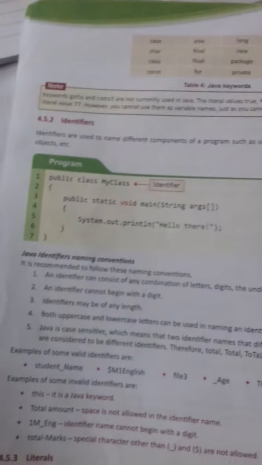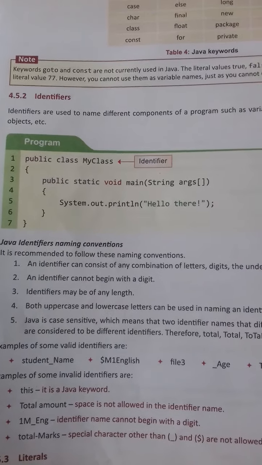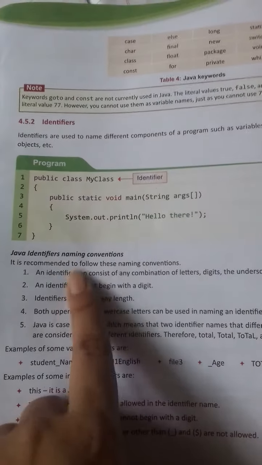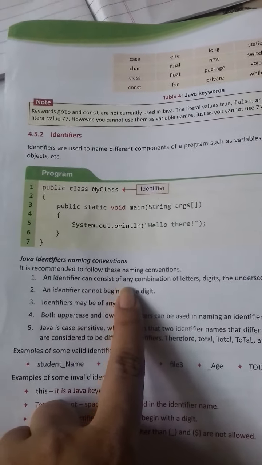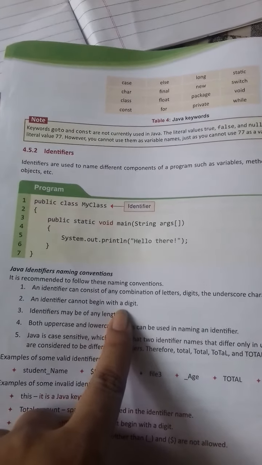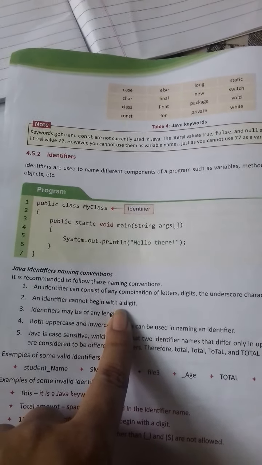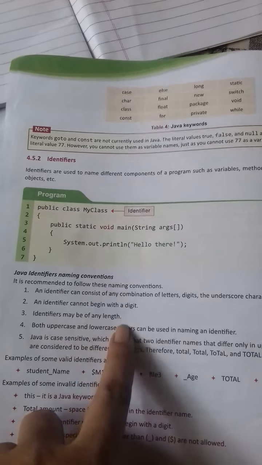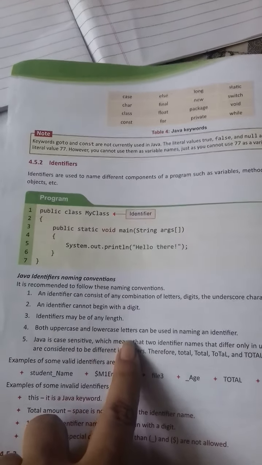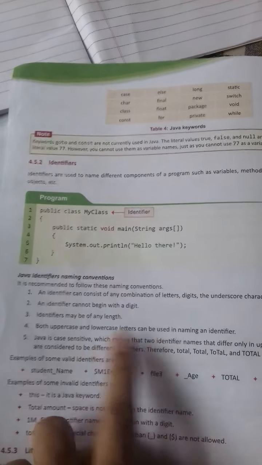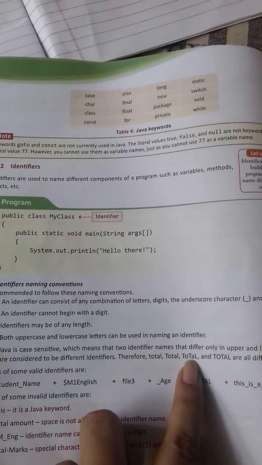Okay, now when you are giving a name to a class or when you are using an identifier, you have to follow some rules. So these are the rules given. An identifier can consist of any combination of letters, digits, underscore characters. An identifier cannot begin with a digit, so you cannot give the name class 7a. You cannot give this name. An identifier may be of any length. Both upper cases and lower cases are allowed. Java is case sensitive. So if I write total in this way and total in this way, both are different.